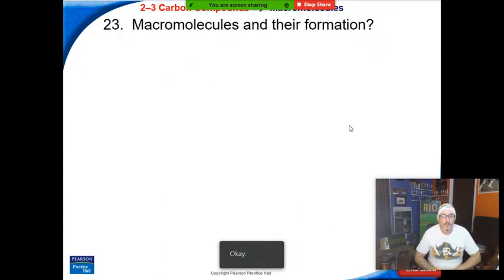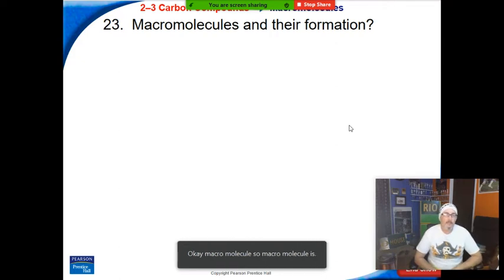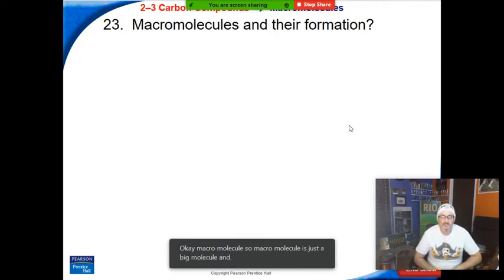Okay, macromolecules. So macromolecule is just a big molecule and their formation. So this is the question, goes on the left.